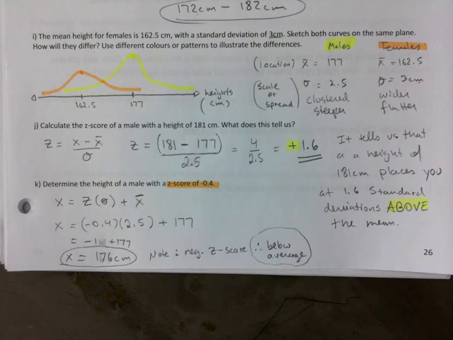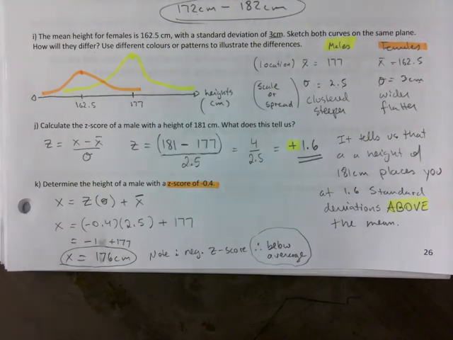I just realized 4 times 2.5 is 10, right? Not 0.4. That would not work. But you're still below the average. You're still below the average. Okay. All right.